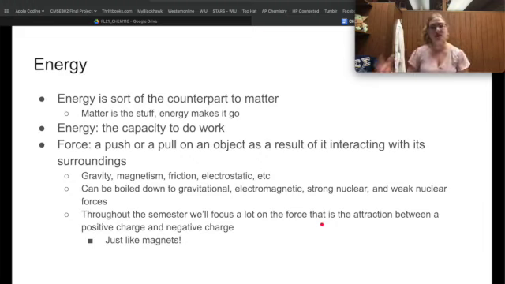So when we talk about energy, oftentimes we'll talk a lot about forces as well. If you've had a physics class, you probably know lots about force. But it's a push or a pull on an object as a result of it interacting with its surroundings somehow. So somehow we're doing something to change the location or identity or something like that of matter.